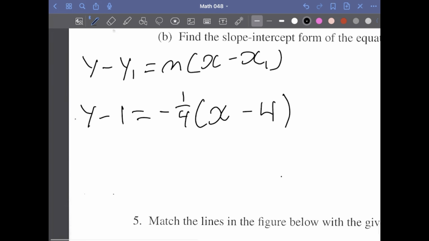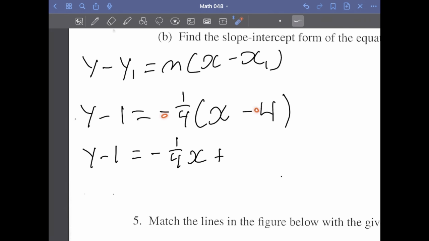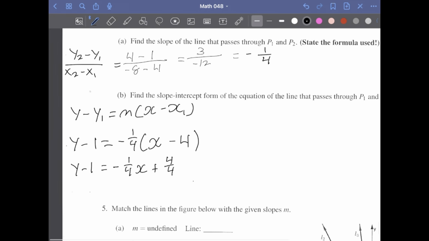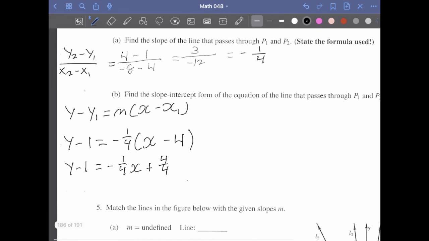Okay. So now we can distribute the negative 1 over 4. So we have y minus 1 is equal to negative 1 over 4 x plus, because a negative times a negative is a positive, plus 4 over 4. So now I'm going to transpose and send this one over. So that's y is equal to negative 1 over 4x, 4 divided by 4 is just 1, plus 1. And when I transpose and send this over, that's going to be another plus 1. So our equation is y equals negative 1 over 4x plus 2.